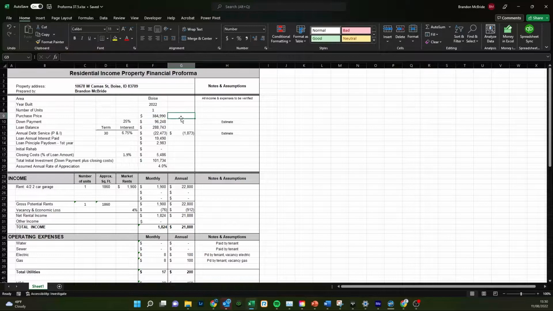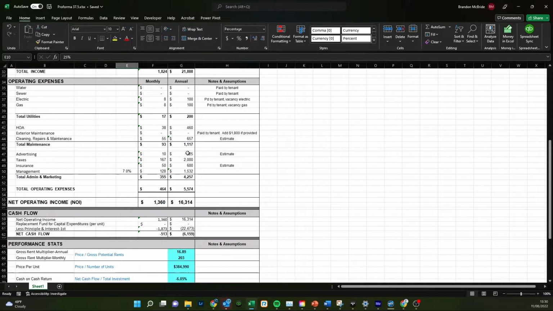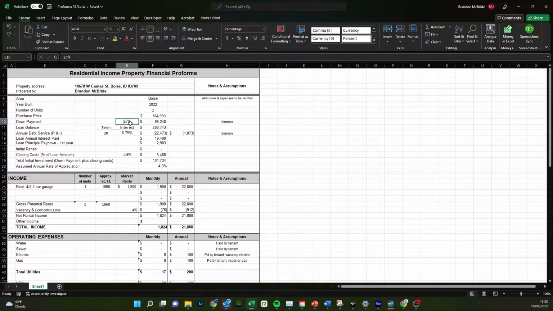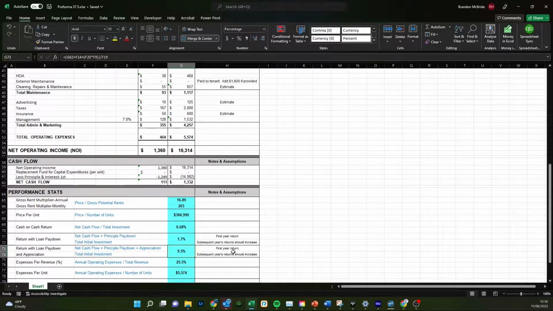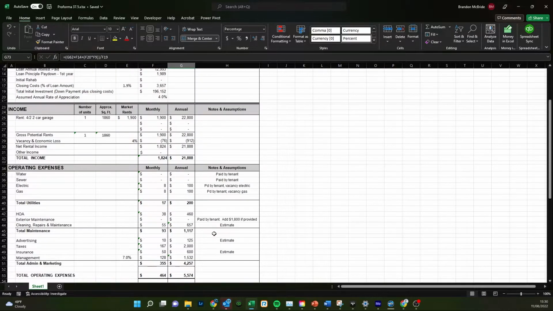For this example property, purchase price is $384,990. Now, if we only put down 25%, which we showed we couldn't, but let's bring it up to where it could cash flow. Let's try 50% loan to value. So that cash flow is at about $1,300. Not a huge cash buffer, but it's still an option. Your internal rate of return is only 9%, 9.5%.